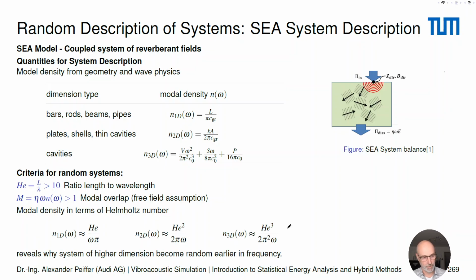When we check the modal density, or when we express the modal density in terms of the Helmholtz number, we also understand why systems of higher dimension become random much earlier or easier in frequency. It's clear because the modal density here is a square of the Helmholtz number, and here it's a cube of the Helmholtz number. So that means with higher frequencies, the system becomes random much earlier than the one-dimensional case. This is also the reason why in classical SEA calculations you normally use two-dimensional and three-dimensional subsystems as SEA subsystems, and rarely a one-dimensional subsystem.